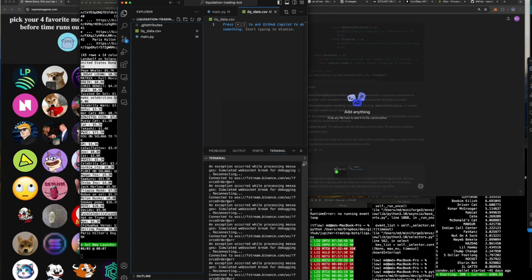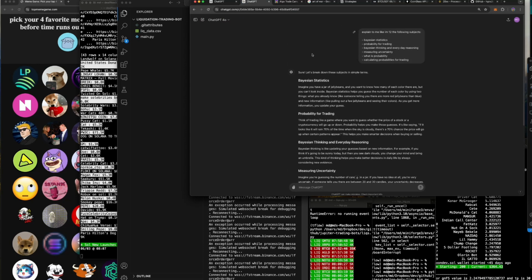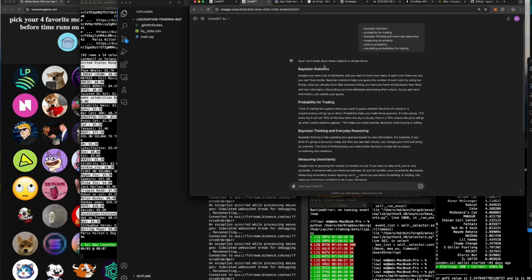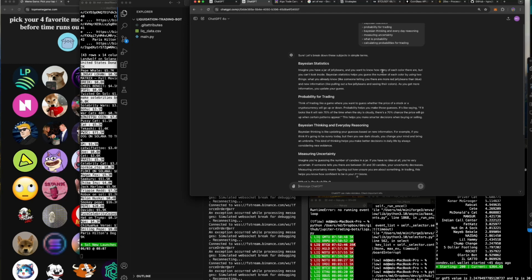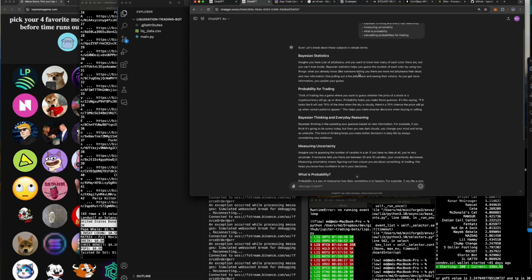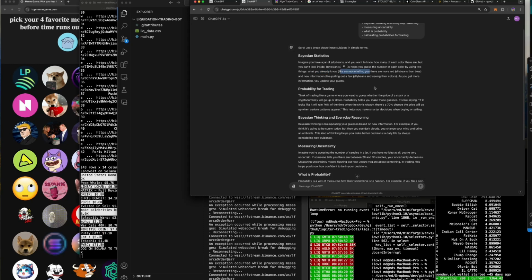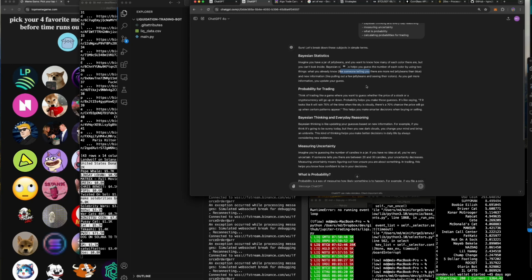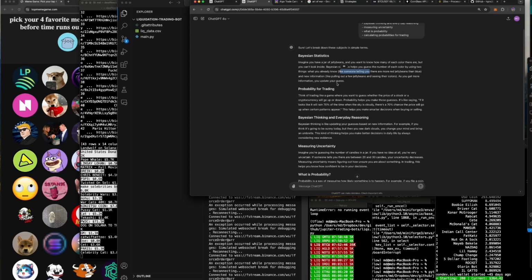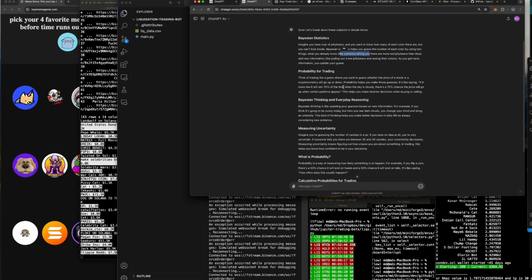Okay, so let's let her figure that out, and then while that happens, I'm gonna start reading through this. So Bayesian statistics: imagine you have a jar of jelly beans and you want to know how many of each color there are, but you can't look inside. Bayesian statistics helps you guess the number of each color by using two things: what you already know, like someone telling you there are more red jelly beans than blue, and new information, like pulling out a few jelly beans and seeing their colors. As you get more information, you update your guess.